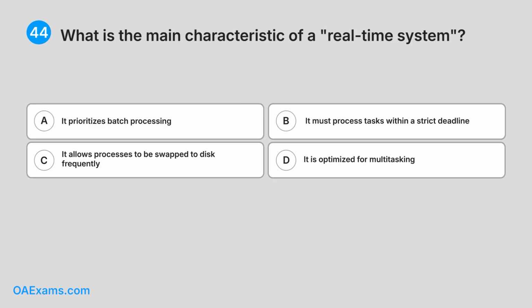44. What is the main characteristic of a real-time system? A. It prioritizes batch processing. B. It must process tasks within a strict deadline. C. It allows processes to be swapped to disk frequently. D. It is optimized for multitasking. What do you think is the answer?